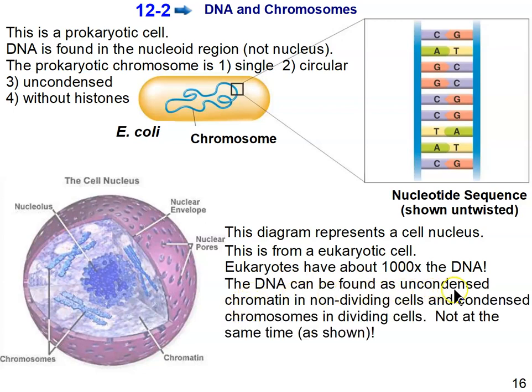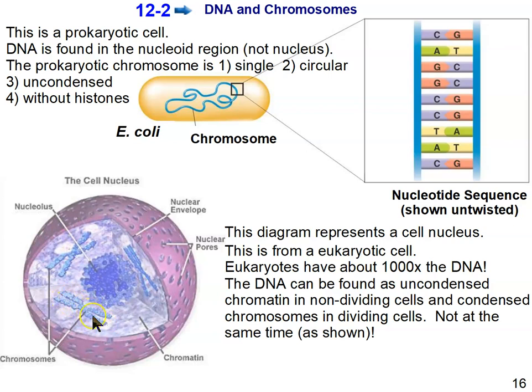The DNA can be found as uncondensed chromatin in non-dividing cells. So notice that in this diagram, this kind of shaded, the whole interior basically, that's not some other structure, is shaded. And that's representing chromatin. And we'll learn on the next slide what that's really referring to. But it's uncondensed DNA in the form of chromatin. And that's what you find in a non-dividing cell. So you don't see what's labeled here chromosomes in a non-dividing cell. In a dividing cell, that's when the chromatin condenses into chromosomes, and you see the actual chromosomes.